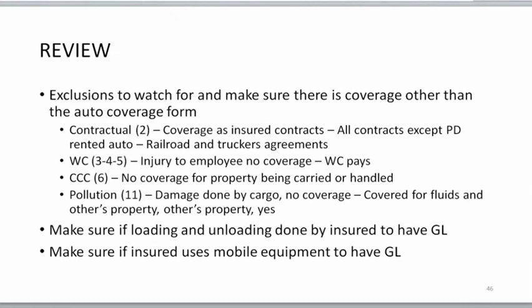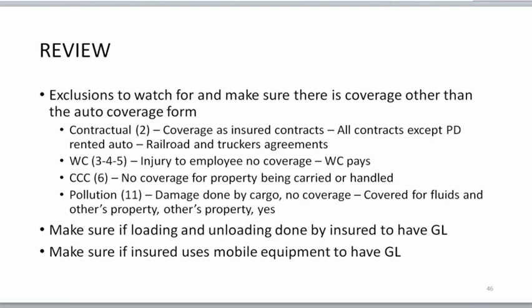So, the exclusions you need to watch. Exclusion to watch for, and make sure there's coverage other than auto coverage: contractual, or coverage as an insured contract. All contracts except physical damage to autos, rented autos, railroads and trucking. So even though we exclude contractual, it's broad form contractual, because all we really exclude is the physical damage to a rented or leased auto, or an auto that's borrowed by your insured.